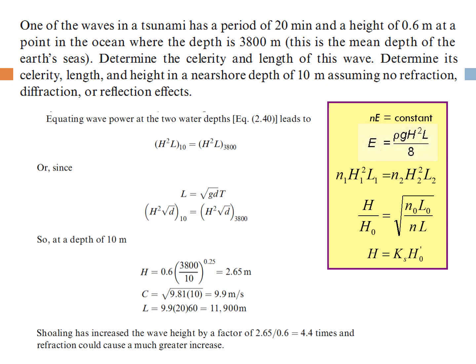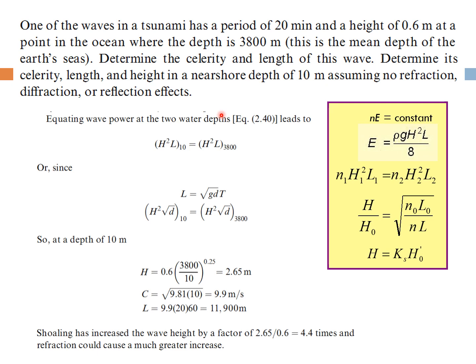Right now, let's move on to look at how the tsunami wave behaves in the nearshore region. The question here says to determine its celerity, length, and height in a nearshore depth of 10 meters, assuming no refraction, diffraction, or reflection effects. After we ignore all these three wave transformation effects, remember that we must still consider the shoaling effect. Shoaling always happens because it is due to the change of water depth.